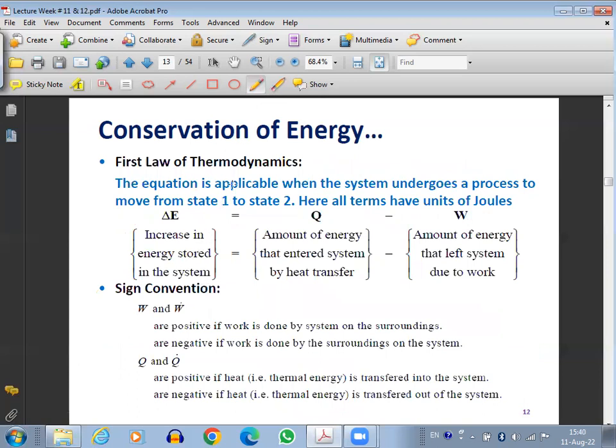The first law of thermodynamics equation is applicable when the system undergoes a process to move from state 1 to state 2. Here all terms have units of joules. Delta E is the increase in energy stored in the system, which is equal to the amount of energy that entered the system by heat transfer minus the amount of energy that left the system due to work. And if the amount of energy that entered the system is equal to the amount of energy that left the system, then the change in energy will be zero. Okay. There are certain sign conventions for W and Q, and these are already covered in the course of thermodynamics.